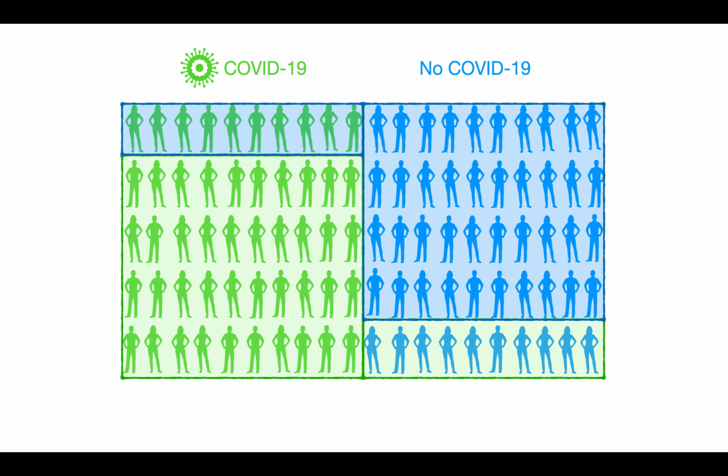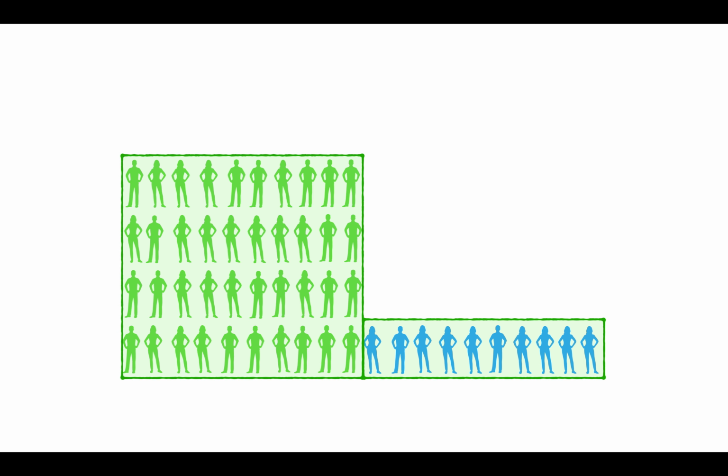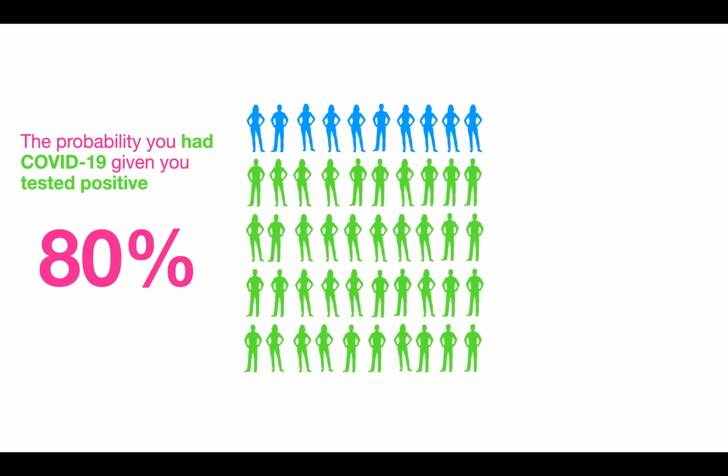So going back to the full population, if I just look at the people who tested positive, I can calculate the probability of having had COVID-19 given I tested positive. And so in this case, it's going to be 80%. I've got just 10 out of the 50 who had not had COVID-19 who tested positive, given this sensitivity and specificity.